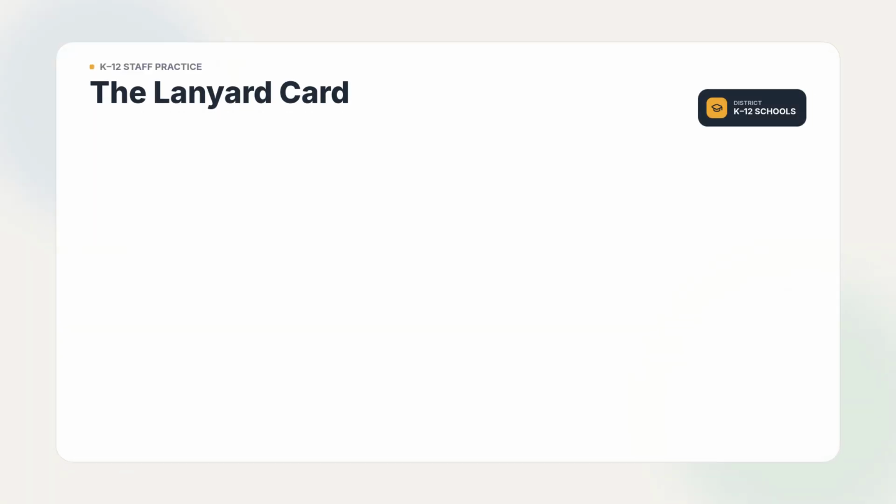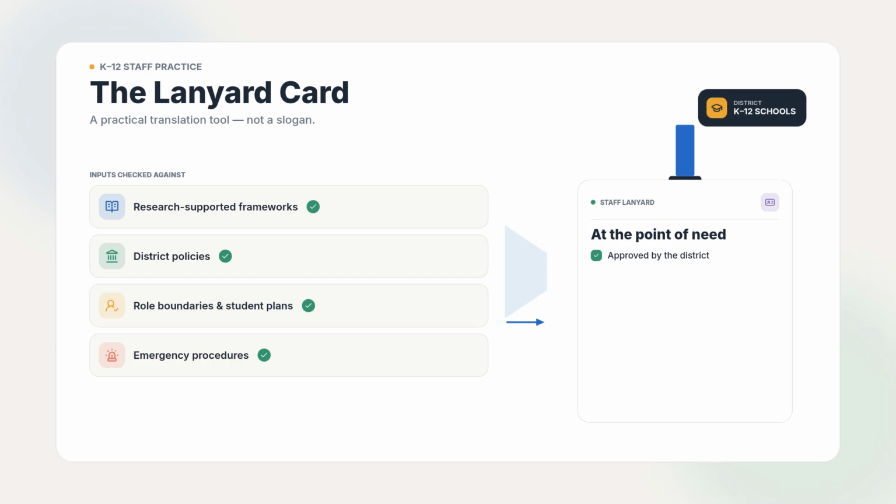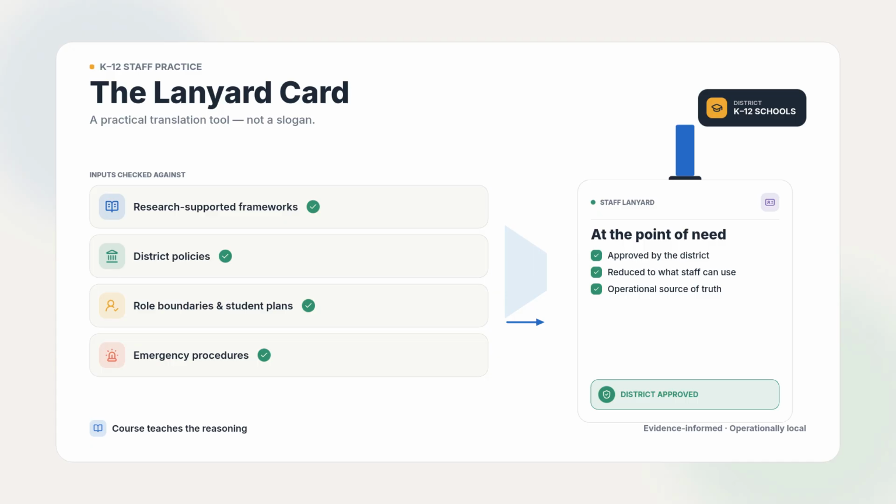The lanyard is not a slogan card created in isolation. It is a practical translation tool. Its structure draws from research-supported practices and established school frameworks, while its operational language must be checked against the district's policies, role boundaries, student plans, and emergency procedures. We then reduce that information into a form staff can use during real work. The course teaches the reasoning behind the framework. The lanyard delivers the district's approved version at the point of need. That is why we describe the framework as evidence-informed and the local card as the operational source of truth.